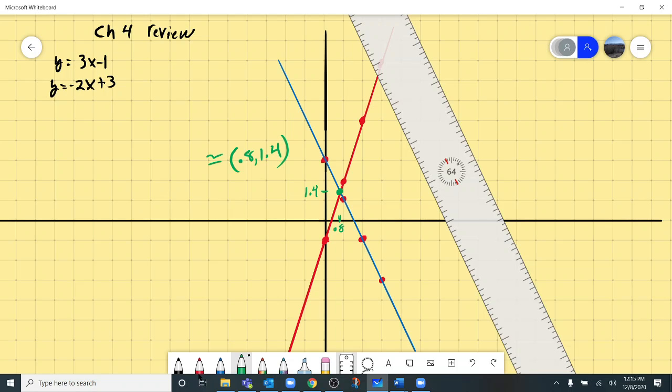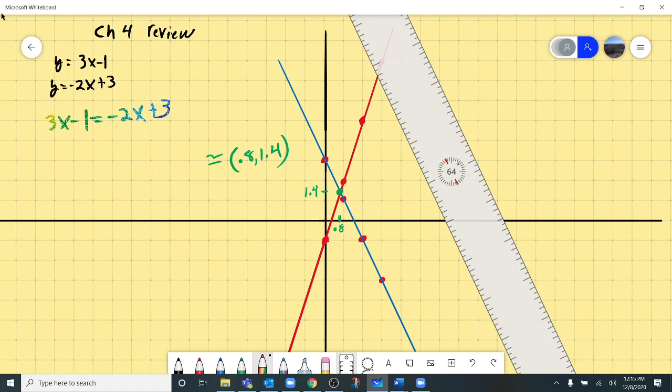Okay, because this is a review, I know you guys already know different ways of doing this. You could do substitution, you could do elimination. Because we have y equals 3x minus 1 and y equals negative 2x plus 3, I'm going to use substitution because it's already solved for y. So I'm just going to replace this y with this right here, and I have 3x minus 1 is equal to negative 2x plus 3.